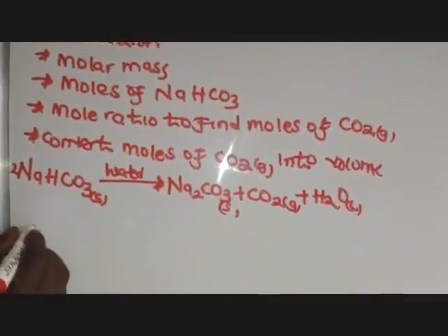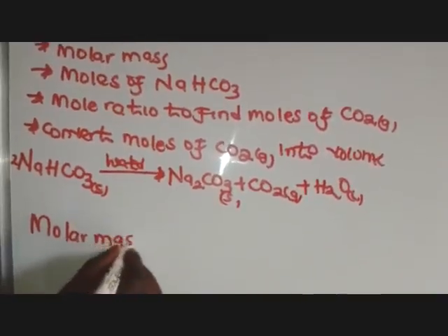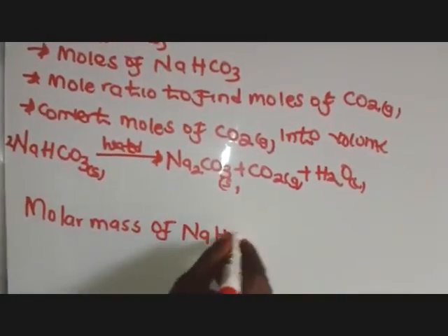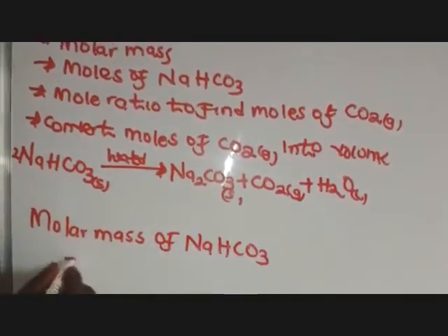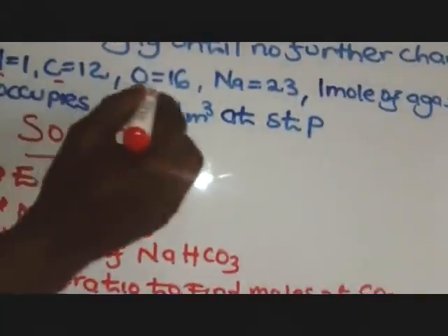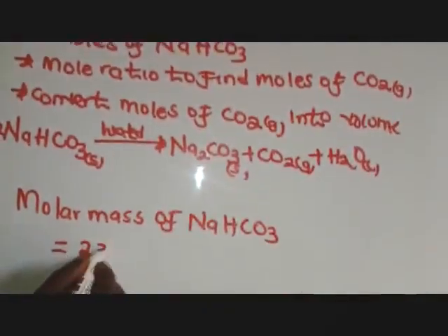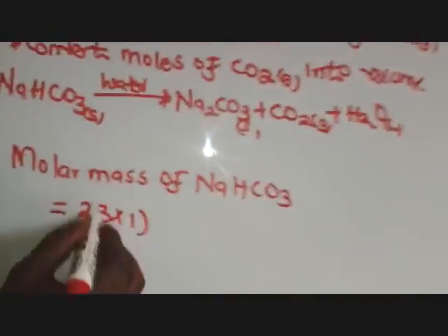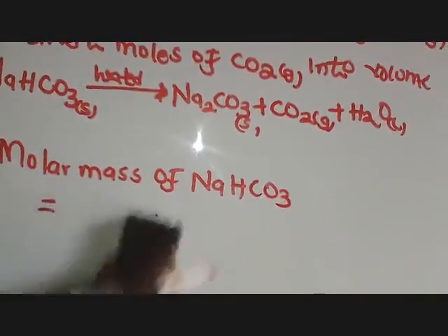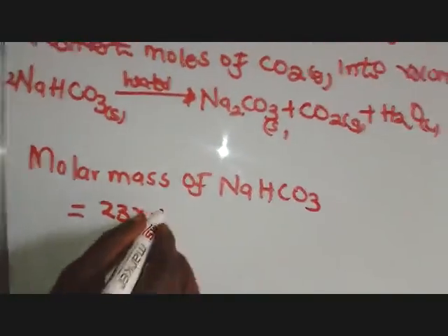Now after writing a balanced equation, we find the molar mass of sodium hydrogen carbonate. We go back to relative atomic masses as reflected in the periodic table. Sodium is 23, appearing once, so we say 23 times 1.